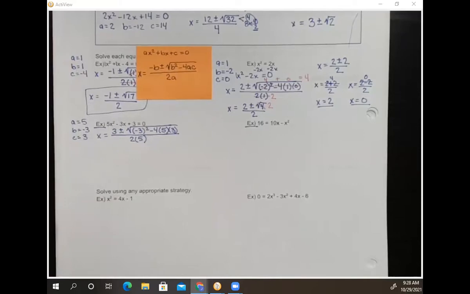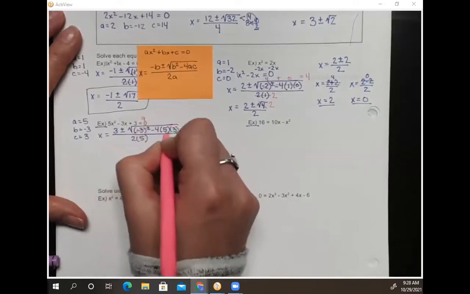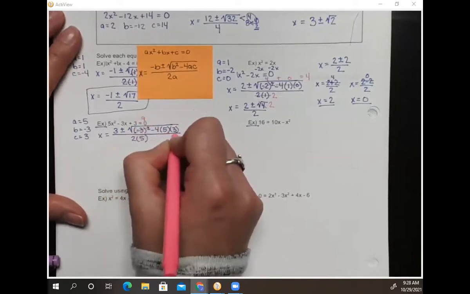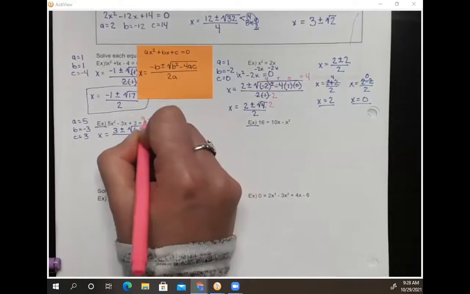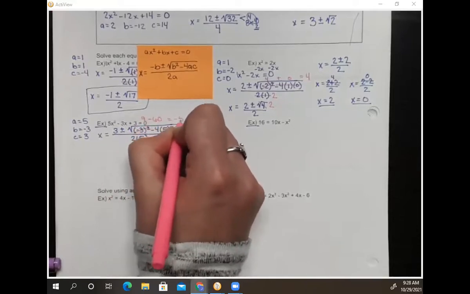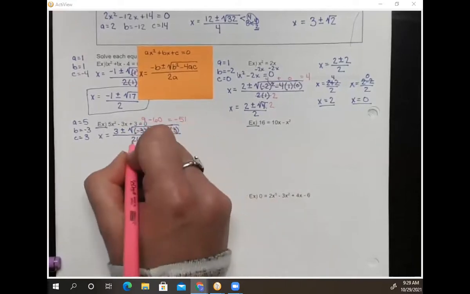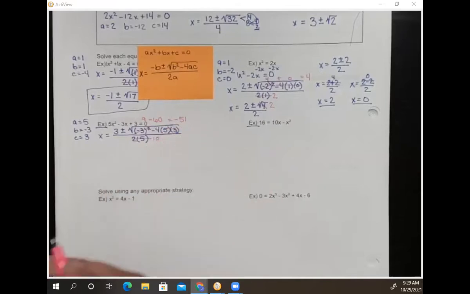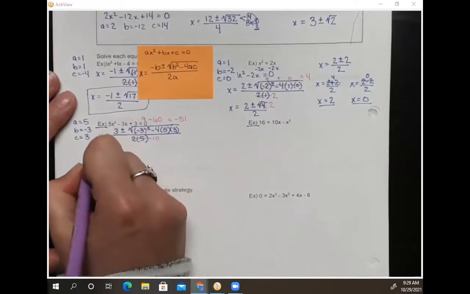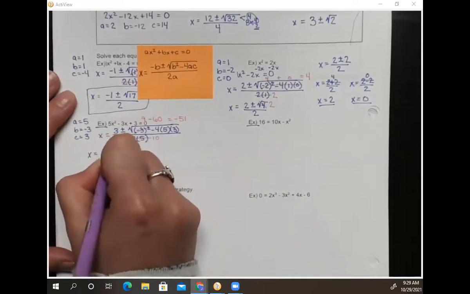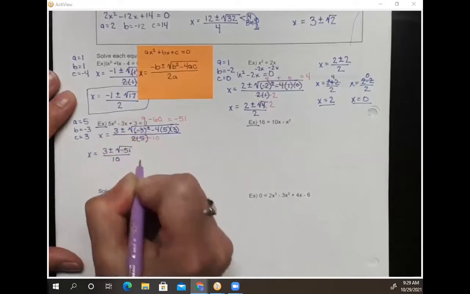And from here, I'm going to simplify. -3 squared is 9. -4 times 5 times 3, that would be -20, -60. 9 minus 60 would give us -51. So under my root, I would have -51. And then on bottom, 2 times 5 is 10. So if I tidy this up, I have x equals 3 plus or minus the square root of -51 over 10.